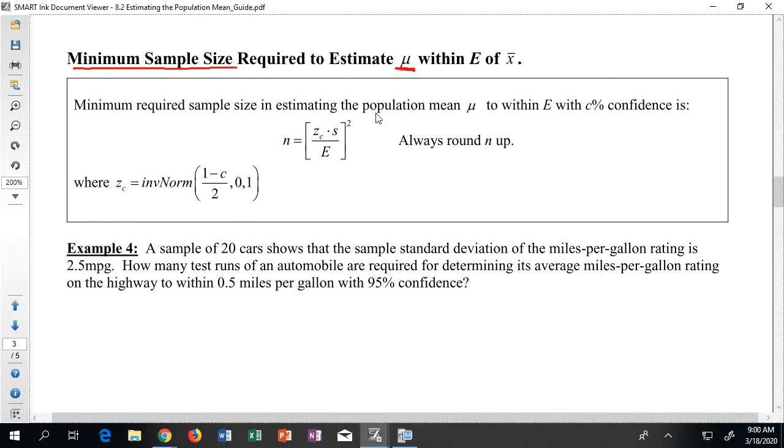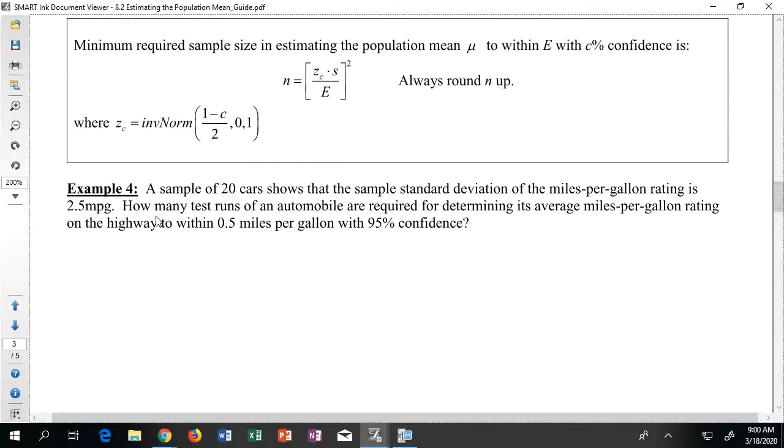Okay. I've summarized all the same stuff up here in the box. Let's just jump right into example 4. A sample of 20 cars shows that the sample standard deviation of the miles per gallon is 2.5. How many test runs of an automobile would be required if I wanted to determine the average miles per gallon rating on the highway to within half a mile per gallon? So here I'm being told in error how far I'm willing to be above or below by with 95% confidence.